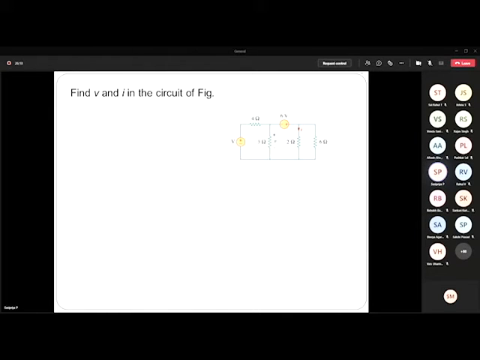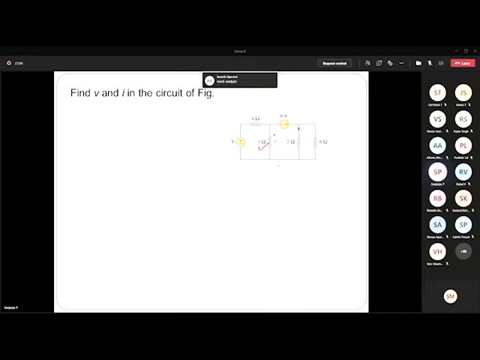So what is V? V is nothing but the voltage drop across this 3 ohm resistor, and I is the current flowing through this 2 ohm resistor. If the question is given like this, what method do you prefer? You have learned so many methods: source transformation, mesh analysis, nodal analysis. Or you can reduce the network using series-parallel resistances and proceed. So which method is apt to use here for this given circuit?